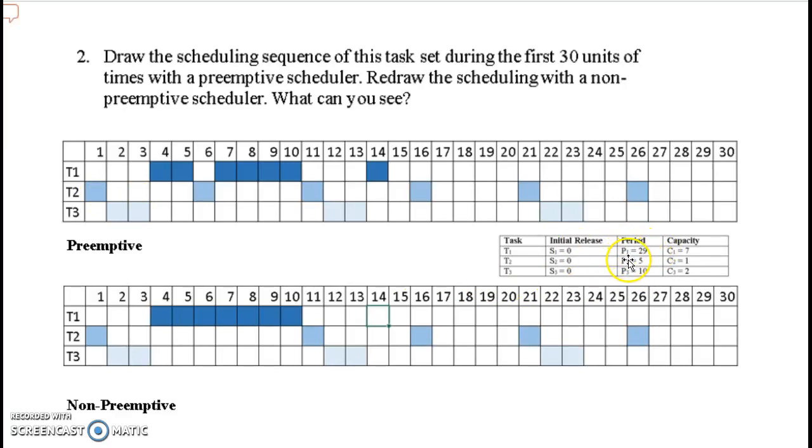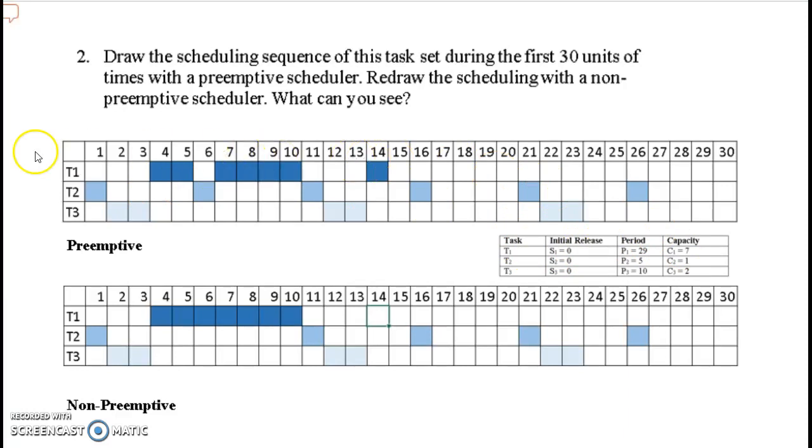So what exactly can you see from this preemptive schedule? For period 5, the capacity is 1, which means for every 1 to 5, T2 will run 1 time. For every 10, T3 will run 2 times. Okay, so first we start at T2. It runs the first time, then it will run T3. T3 runs 2 times. Then we continue with T1.